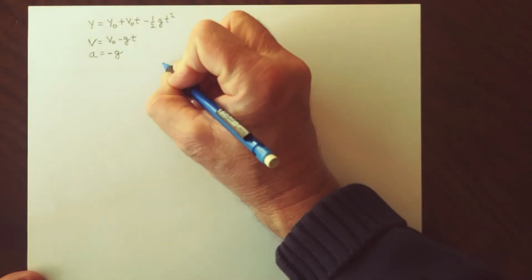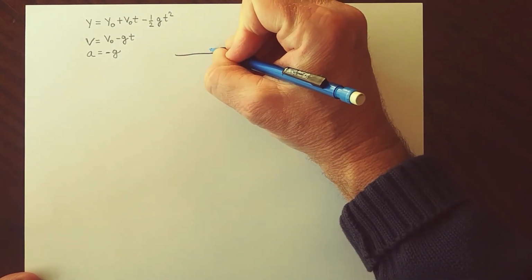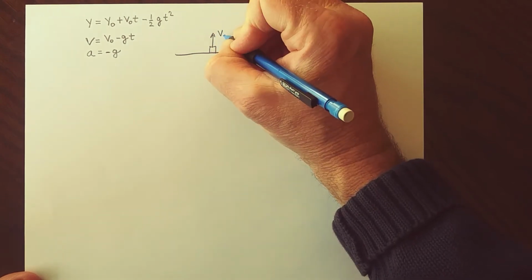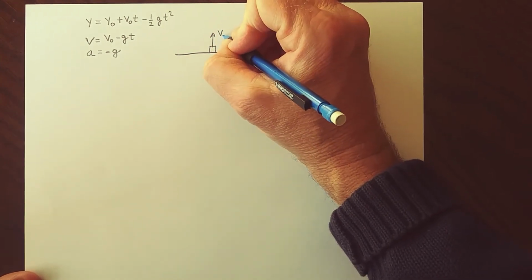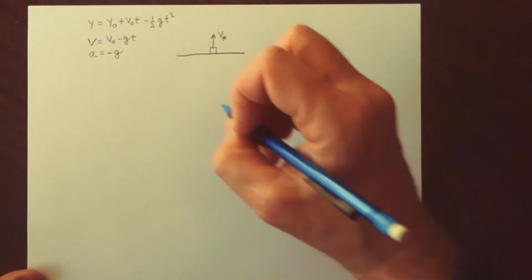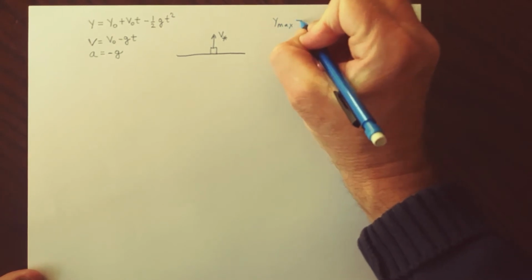So let's do a problem where we launch an object from the ground. Here is the object, and we launch it from the ground at a speed, let's say the same as the previous example, but upwards now, v star, and we want to know how far up it goes. So what is the y max?